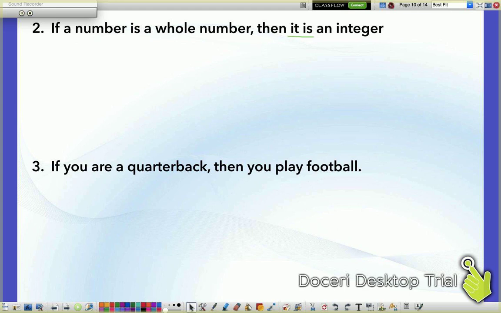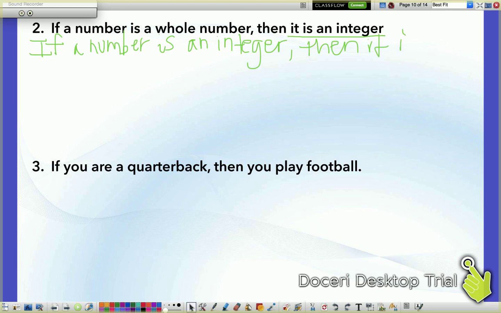Okay, so this becomes our if. So if a number is an integer, then it is a whole number. Okay, so that's the converse.